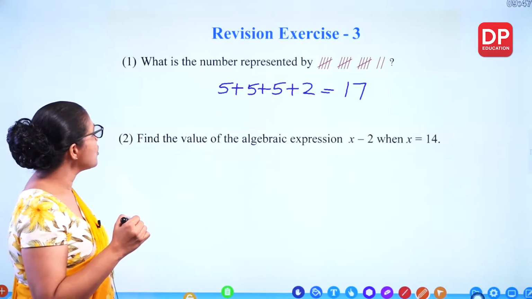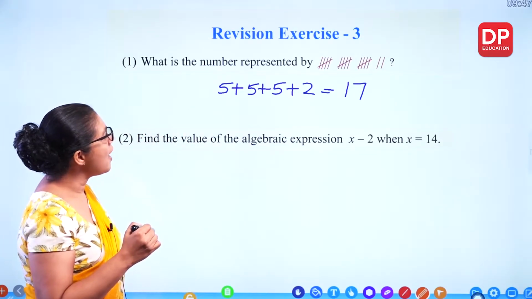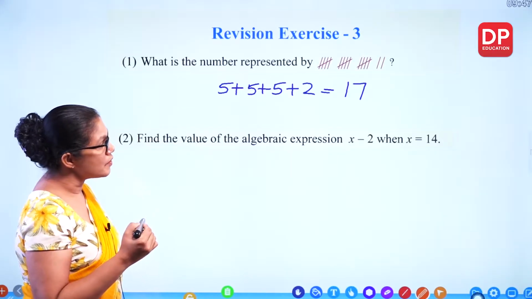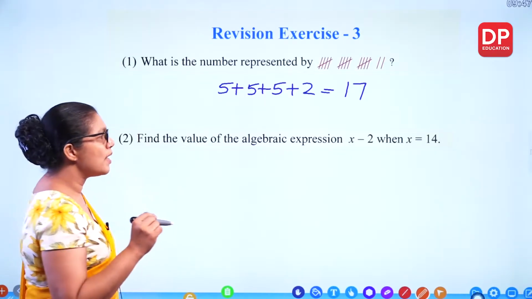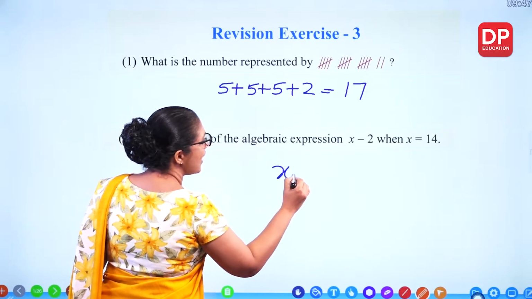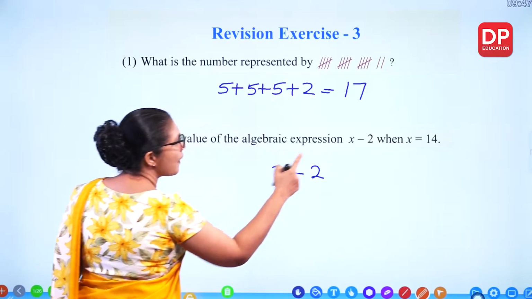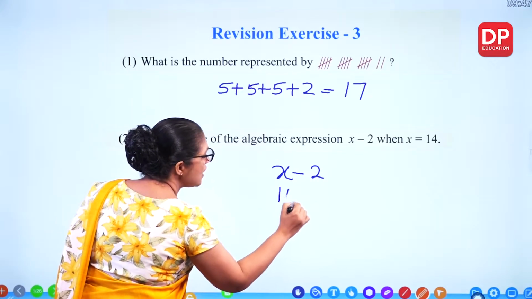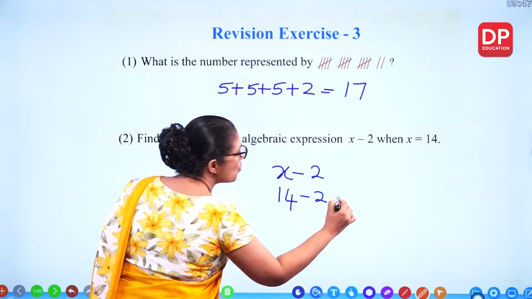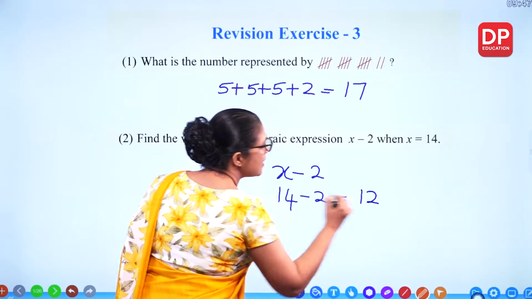Look at the second question. Find the value of the algebraic expression x minus 2 when x equals 14. That's substitution. Substitute x equals 14. 14 minus 2, you get 12.